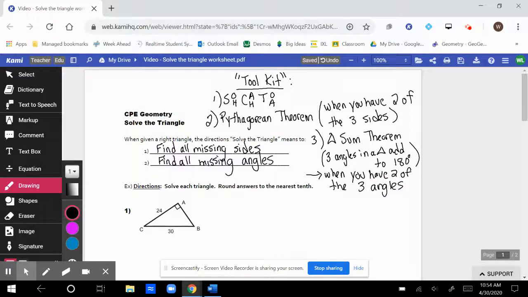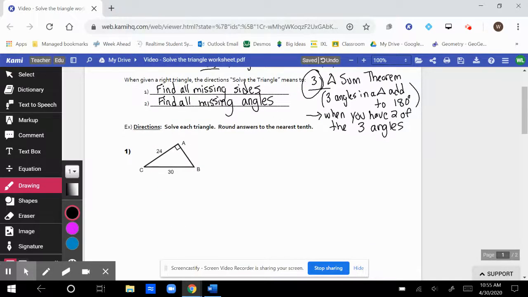Looking at number 2 and 3 here, Pythagorean theorem and triangle sum theorem: you can always use SOHCAHTOA for these problems, but sometimes you can use the Pythagorean theorem whenever you have two out of the three sides, and whenever you know two out of the three angles, you can use the triangle sum theorem, which is that they add to 180. I think you'll see, especially with this one, that once you know two out of the three angles, it's much faster and easier to use the triangle sum theorem than SOHCAHTOA.